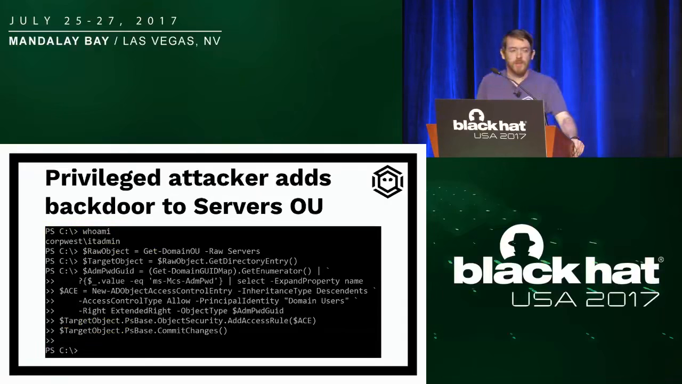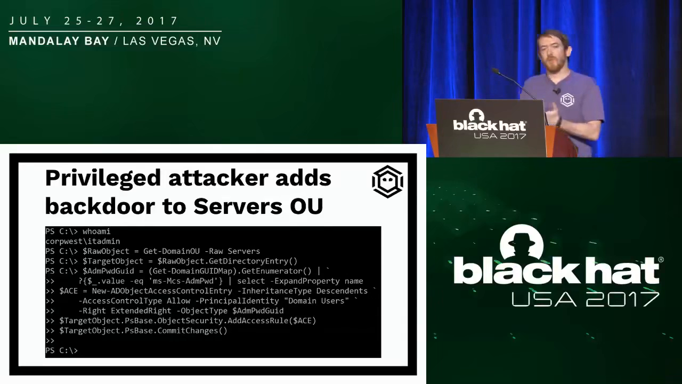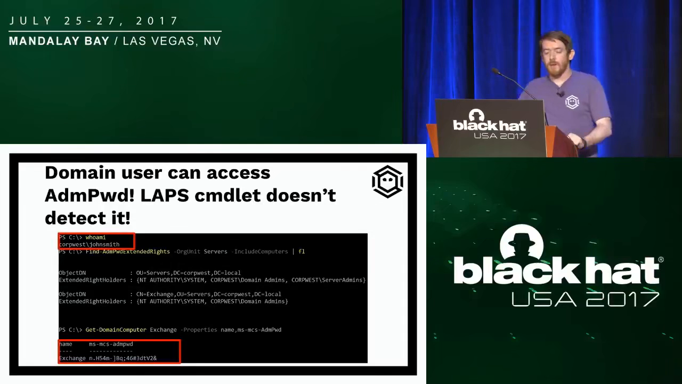Now we add a malicious ACE entry. And again, it's a lot of text. We explain it step by step in the white paper. We're going to add a specifically crafted ACE that exploits the inheritance flaw. We're going to add this to the OU. So this is going to propagate down. And now a domain user at the bottom there, that same guy, John Smith, can read the local LAPS password for any computer in that OU.